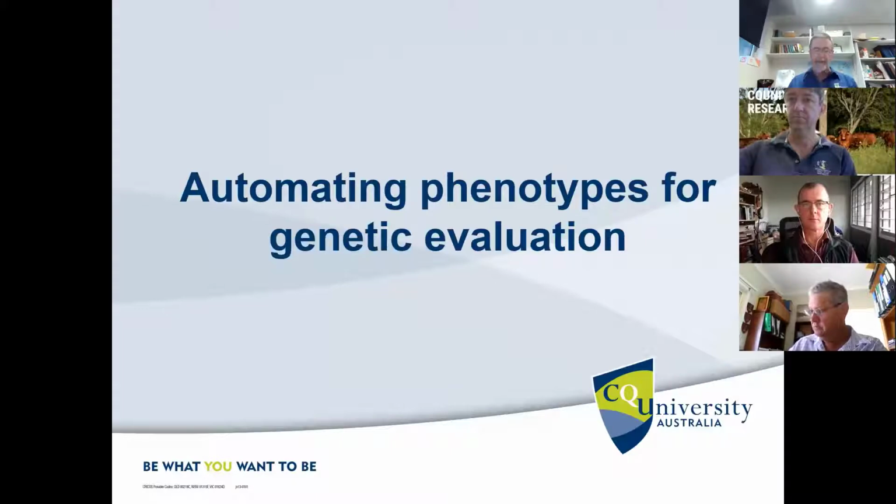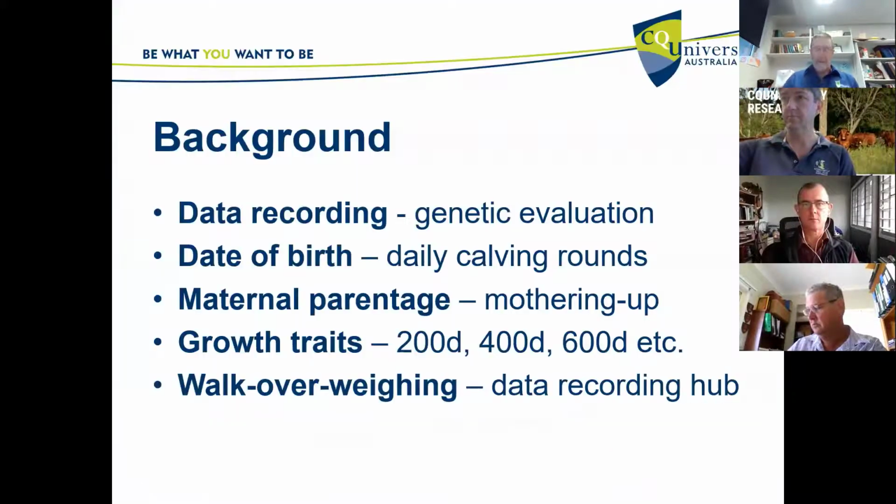Now, this project's been funded by the MLA donor company. The running title, the real title is a bit longer than that, but I've shortened that to a running title of Automating Phenotypes for Genetic Evaluation. So just by way of a bit of background, obviously to genetically improve phenotypes and the traits, we need to measure them. And there's a fair bit of work goes into actual recording the data for genetic evaluation.